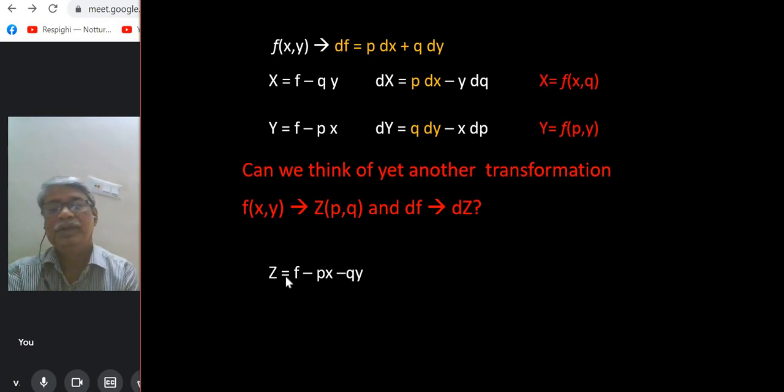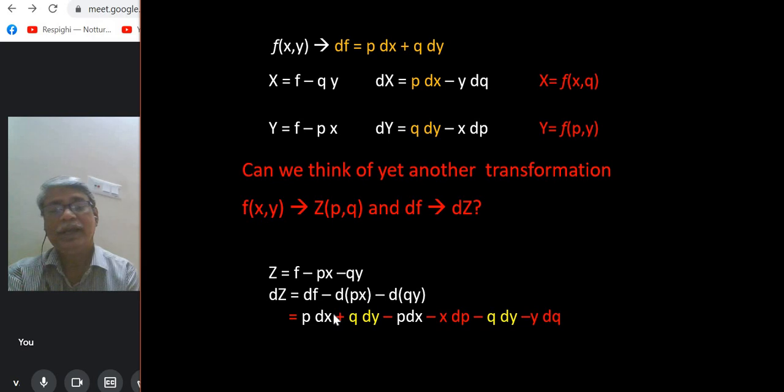So Z is f minus px minus qy. And what would happen to dZ? Again we can easily check. You take the differential and you can easily check that after cancellation of the terms you will get minus x dp minus y dq.